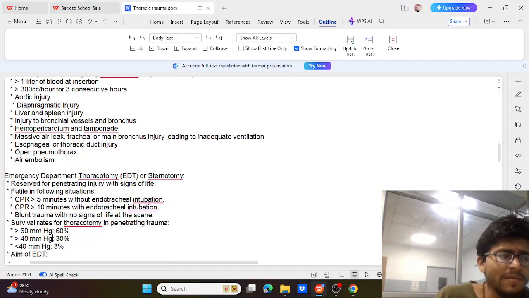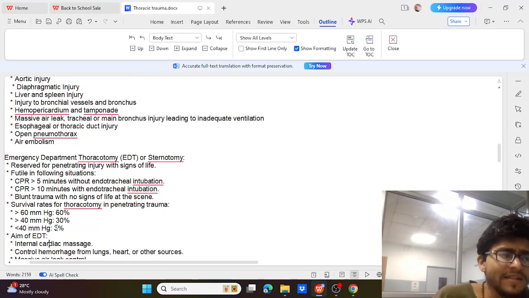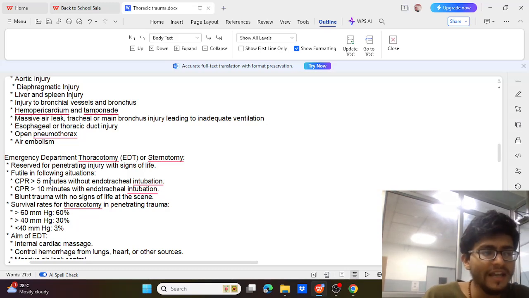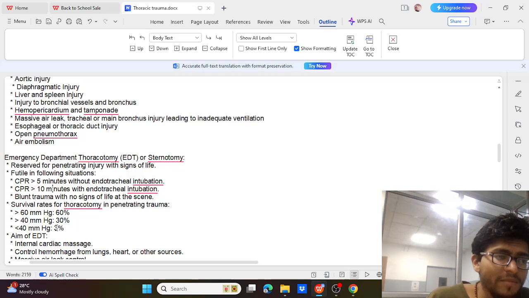Now understanding some things about emergency thoracotomy or sternotomy. This is reserved mainly for penetrating injury. Emergency department thoracotomy is done to save the patient's life, and is reserved for patients with penetrating injury like a knife or a bullet wound with signs of life. Because it is of no use if the patient has been given CPR for more than 5 minutes without endotracheal intubation, like securing the airway, or more than 10 minutes with endotracheal intubation, or blunt trauma chest with no signs of life at the time of examination. So in all these cases it will not be helpful.